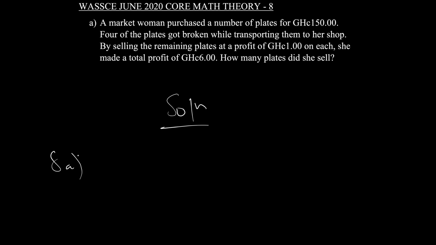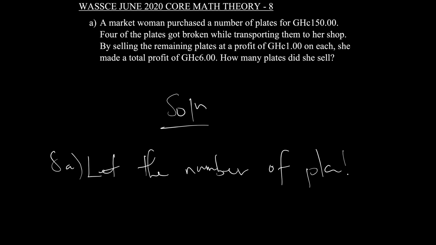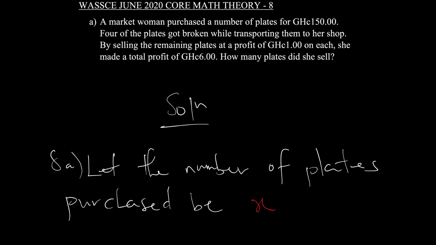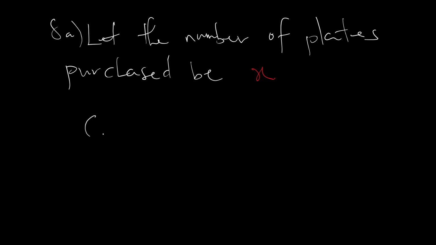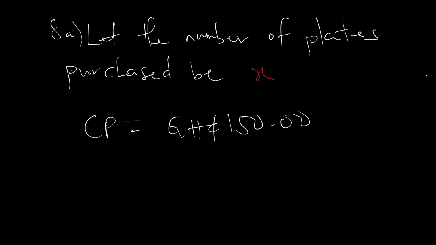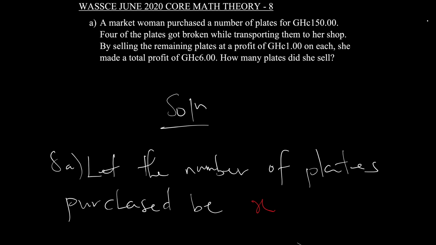A market woman purchased a number of plates for 150 Ghana cedi. First, we don't know the number of plates she purchased. So let the number of plates purchased be X. And then she bought it at 150 Ghana cedi. So that will be the cost price. So our cost price is 150 Ghana cedi.